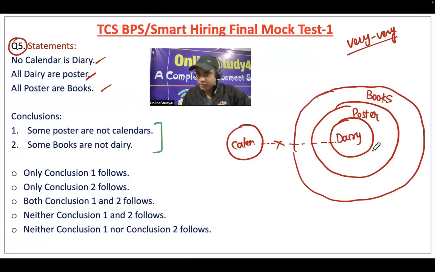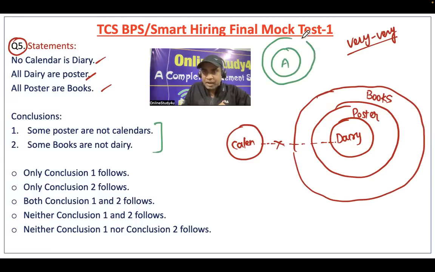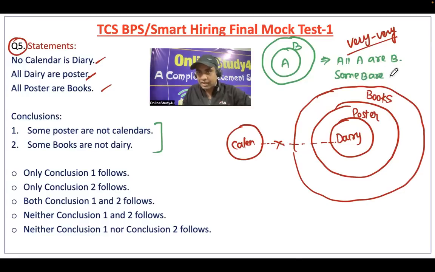Now friends, from here what we can say, you try to understand. Let us try to understand here A and B. From this diagram what all can we say? All A are B because all A are inside B, and some part of B is touching A, so we can say some B are A, right? From this diagram, my dear friends, we cannot derive any negative statement. So all A are B, some B are A, and you can also say some A are B. Only these 2-3 conclusions we can derive from here.